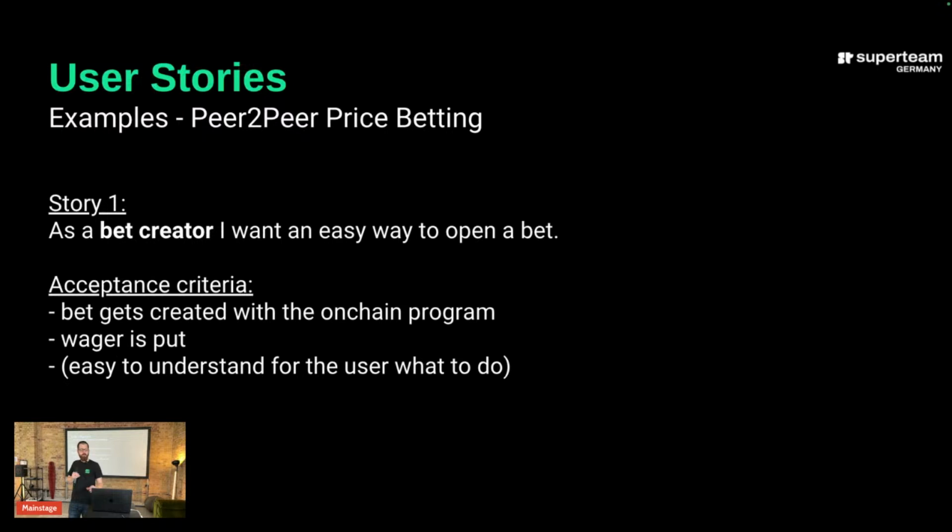So what does the bet creator want to do? As a bet creator, I want an easy way to open a bet. I mean, that's obvious. I like to then add some more description with the acceptance criteria. What I say is, hey, if those criteria are met, I think the user story is fulfilled. So the bet gets created with the on-chain program. The wager is put into the vault, and ideally, all of that is easy to understand for the user.